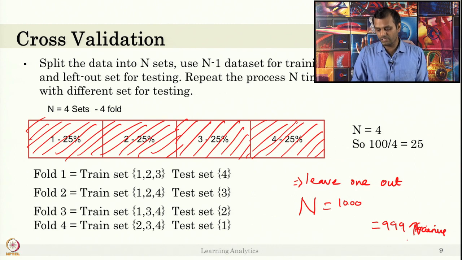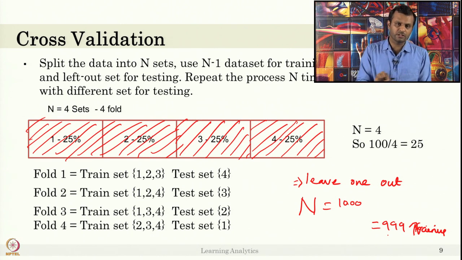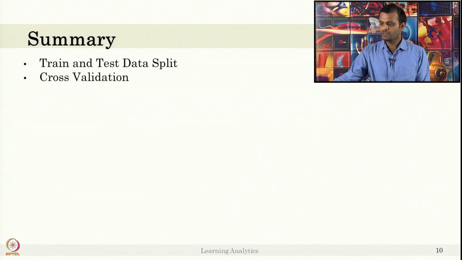That is more strongly suggested, but it takes a lot of computational time and is computationally costly. So, if you have huge data, it is suggested to go for 10-fold cross validation, or, depending upon your algorithm, you can choose the number of folds in the cross validation. So, in this video, we saw what training and test data splitting is, and also discussed what cross validation is. In the next video, we will talk about some of the performance measures in machine learning. Thank you.